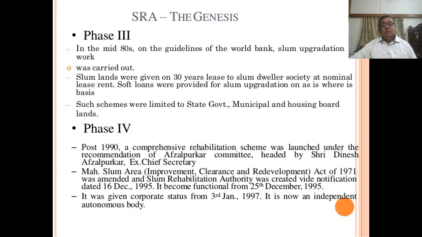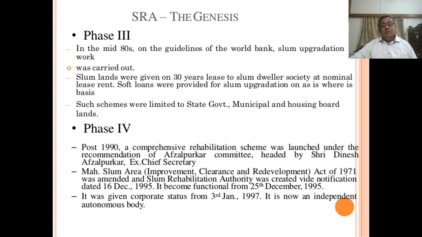Slum lands were given on 30 years lease to slum dwellers society at nominal lease rent. Soft loans were provided for slum upgradation on an as-is where-is basis. Such schemes were limited to state government, municipal and housing board lands. In phase 4, that is post 1990, a comprehensive rehabilitation scheme was launched under the recommendation of the Afzalpurkar committee headed by Shri Dinesh Afzalpurkar, ex-Chief Secretary.